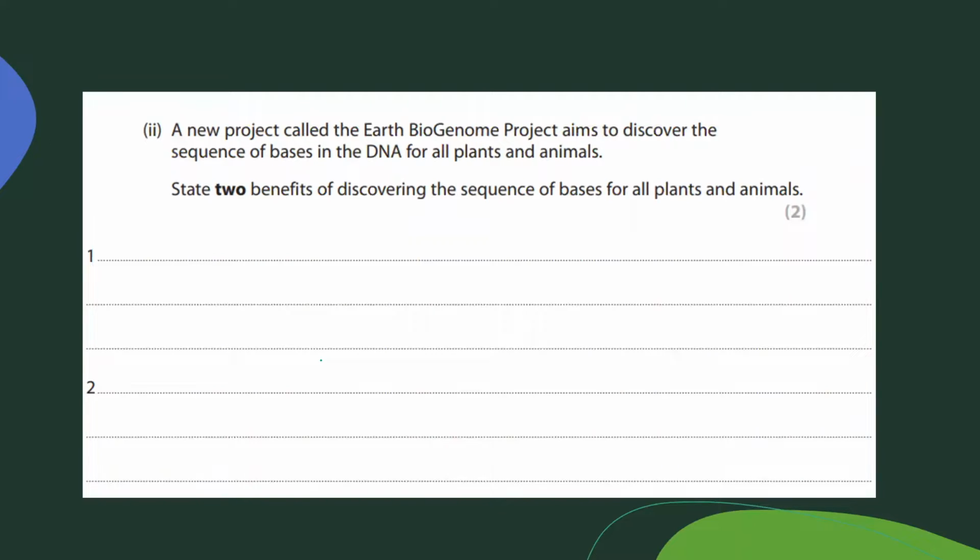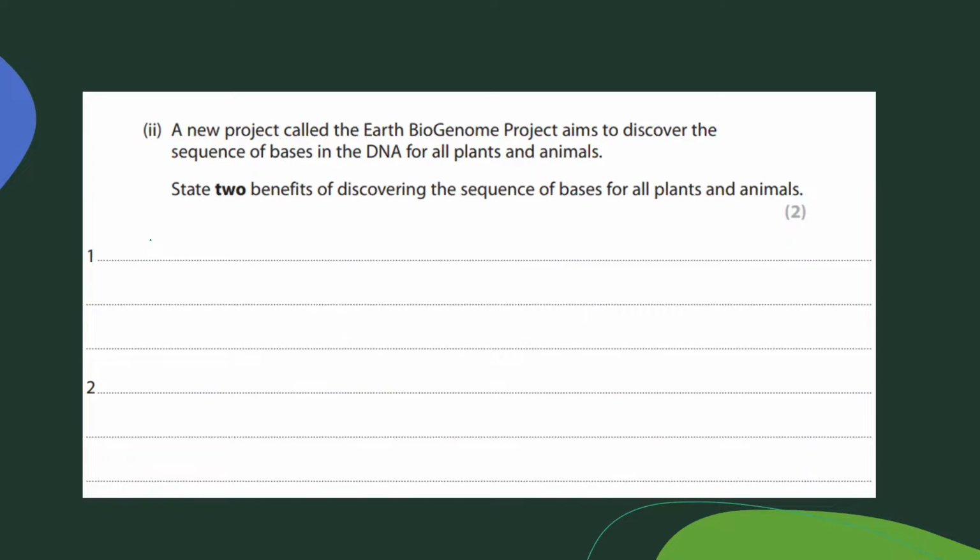A new project called the Earth Biogenome Project aims to discover the sequence of bases in the DNA for all plants and animals. State 2 benefits of discovering the sequence for all plants and animals. So 2 benefits. Actually, quite a lot of daunting questions.